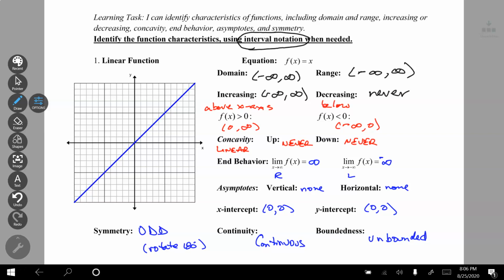It is an odd graph because you can rotate it 180 degrees. It is continuous. There's no breaks in it. And it is unbounded.